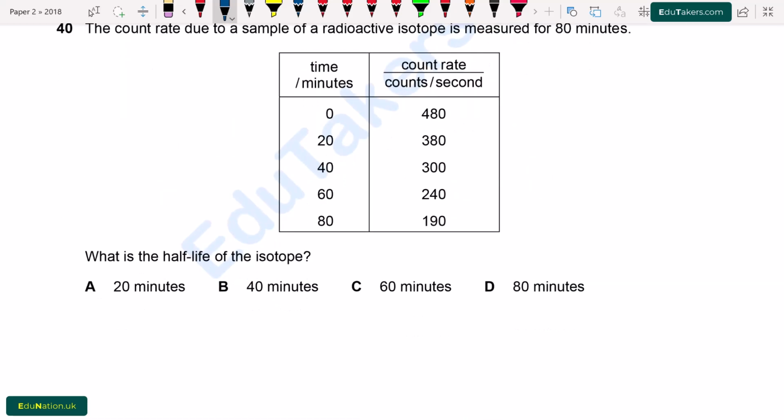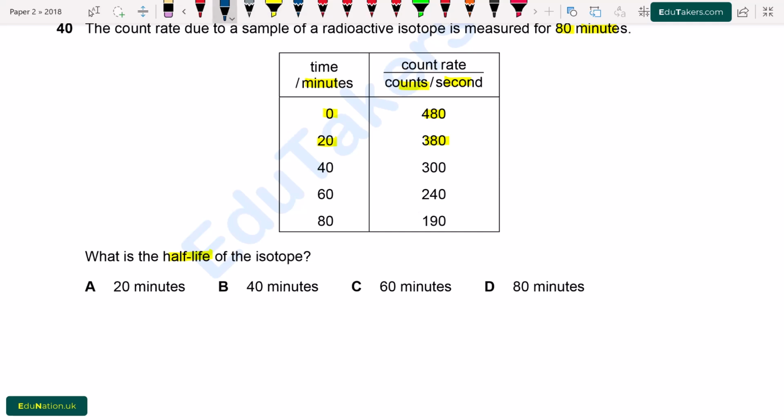Question number 40. The count rate due to a sample of radioactive isotope is measured for 80 minutes. Time is given in minutes and also the count rate, counts per second. First of all, when time is 0, the count rate initially is 480. When the time increases to 20 minutes, then the count rate is 380. When we increase the time, the count rate decreases. What is the half-life of the isotope? So here we have to find out the half-life.